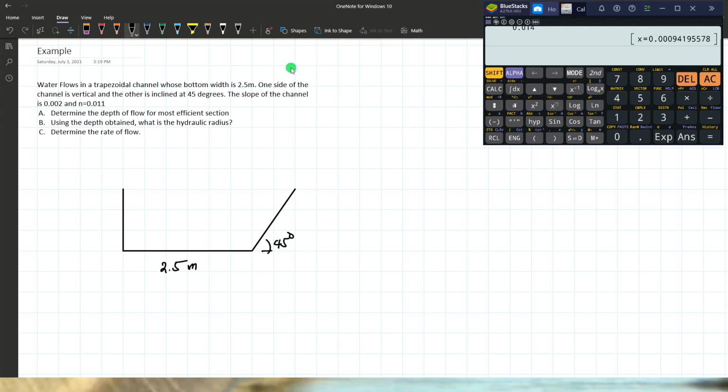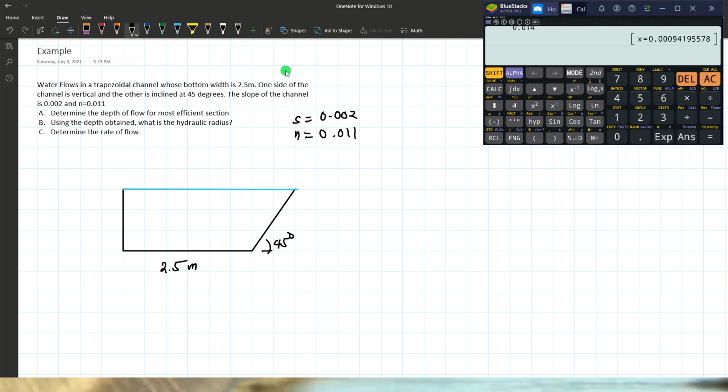The slope of the channel is 0.002 and the roughness coefficient is 0.011. Determine the depth of flow of the most efficient section. So let's say this is your channel now, and this is your top width. This is a trapezoidal section. What are the requirements in order for us to have the most efficient section, or to obtain the maximum flow rate based on the given dimensions?